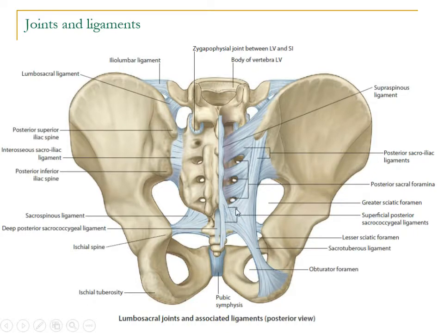And now we are going to see another ligament which lies deep to this ligament, which is the interosseous sacroiliac ligament, which runs between the bony part of the sacrum to the ilium. And this interosseous sacroiliac ligament is the second strongest ligament present in the body, next to the iliofemoral ligament.